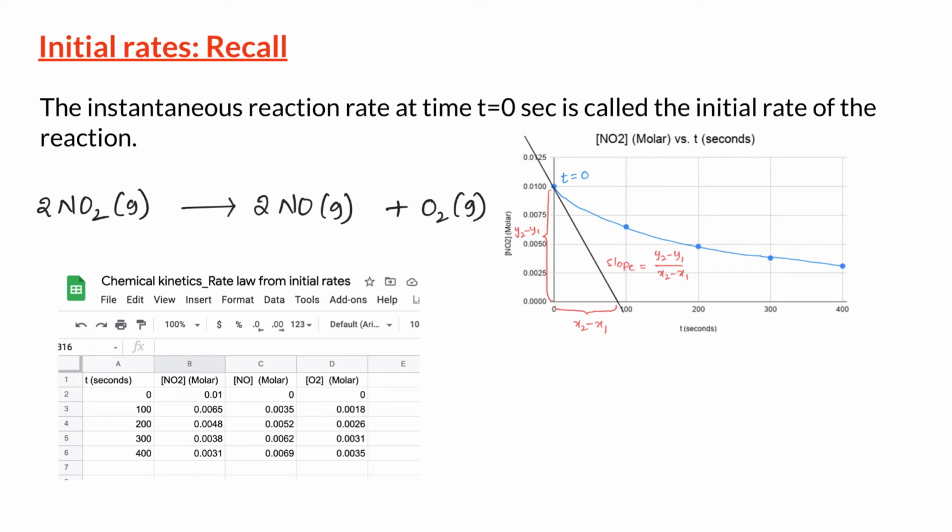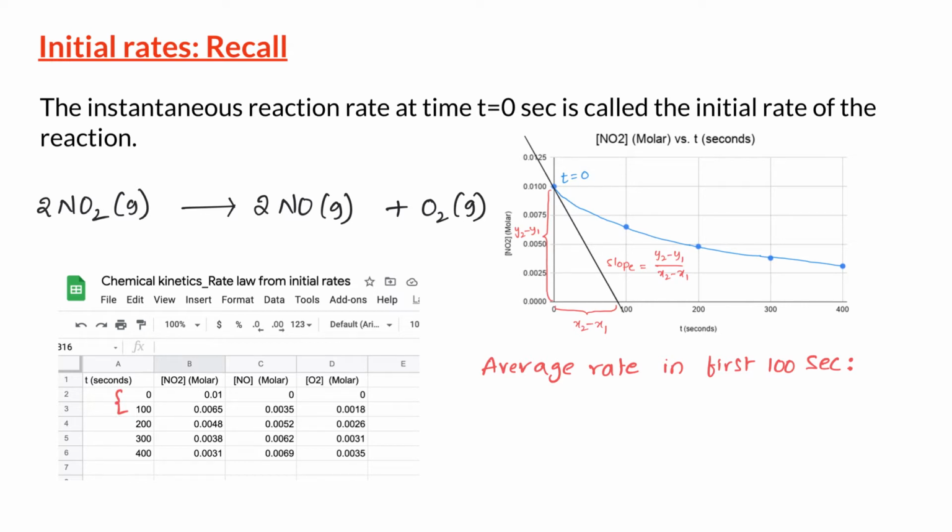This method involves drawing a tangent to the curve, which obviously takes a lot of time. In exams or in the lab, you may want to find the initial rate quickly without having to draw the graph and then the tangent. What we can do is find the average rate of the reaction in the first smallest time interval given. In this case, the first smallest time interval is the first 100 seconds.